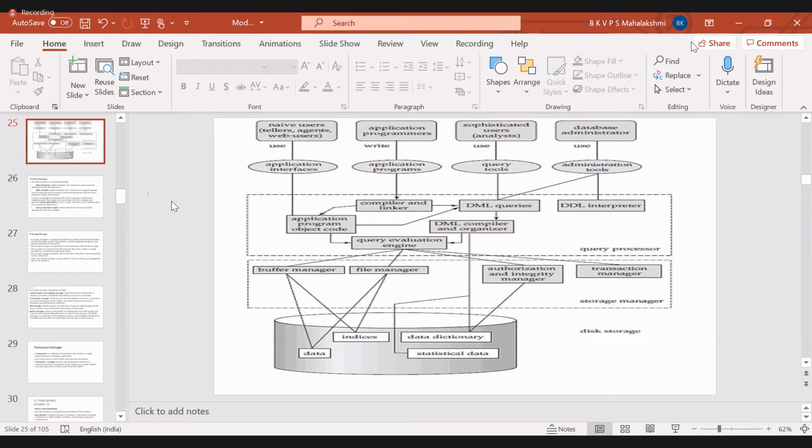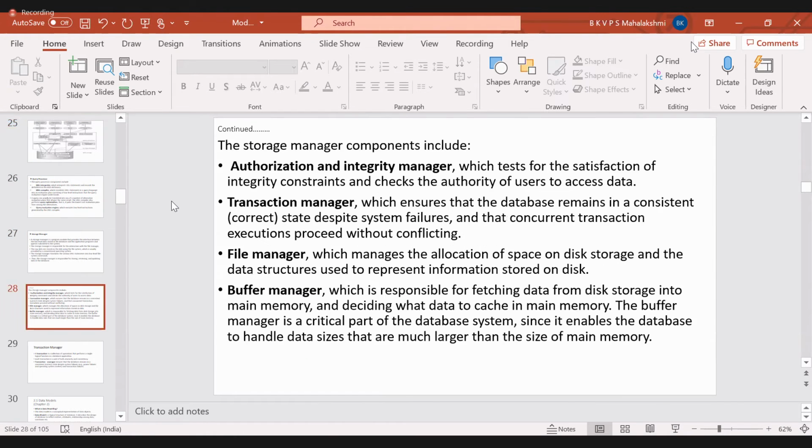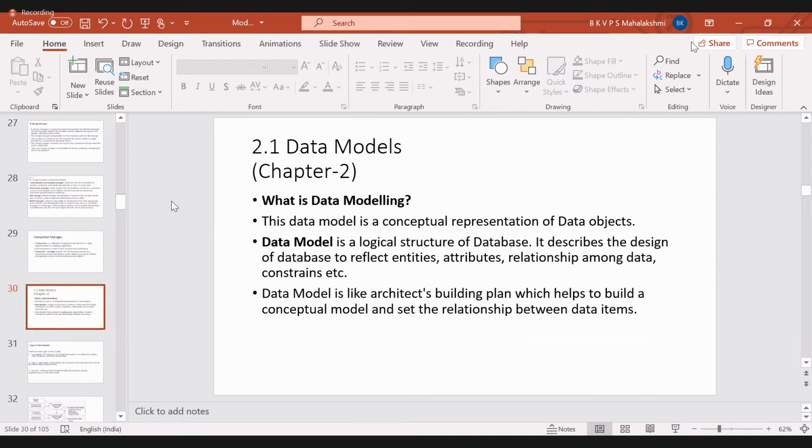Okay, so this is what we have about the DBMS structure. Now we'll go to the second chapter, data models. It was complete theory, but I will try to give examples also. Anyhow, you already know about ER modeling and all. So, what is data modeling? Modeling the data is the answer.